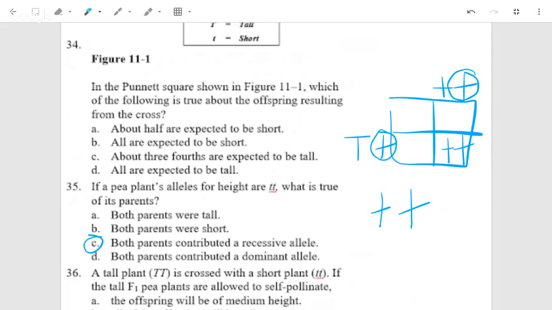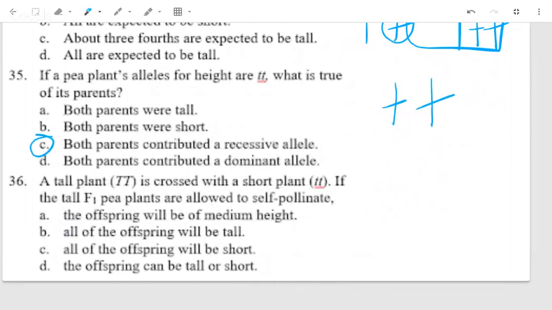And I'm not 100% sure what the answers are for these. Let me look, make sure I know what I'm talking about here. There it is. 35 is indeed C. Yep. 36, similar question, in the same vein. A tall plant, big T, is crossed with a short plant, little t. If the F1 pea plants are allowed to self-pollinate, what's going to happen? So what they're saying in this one is you have two.